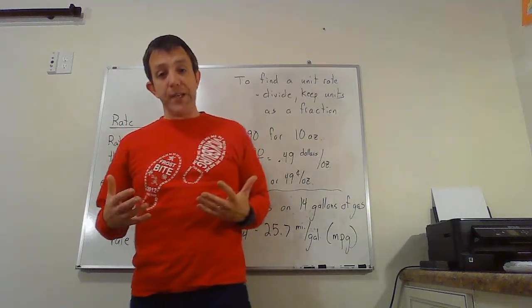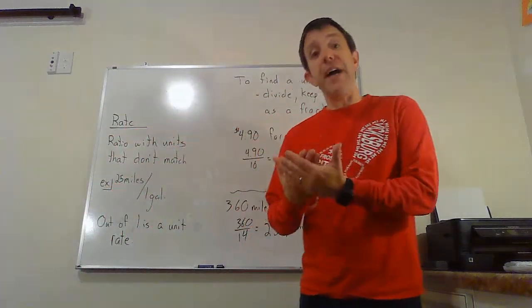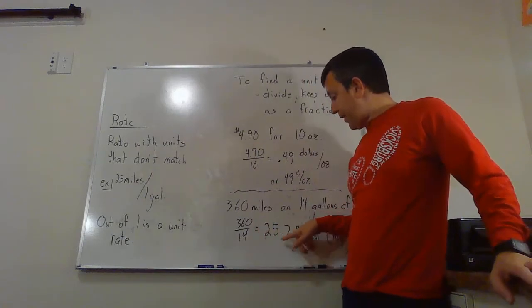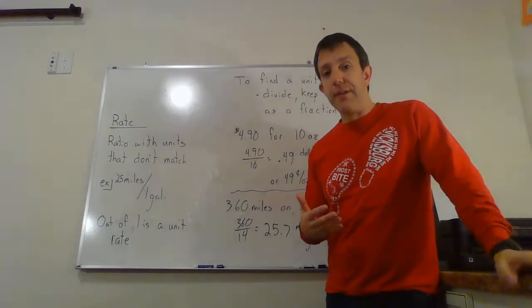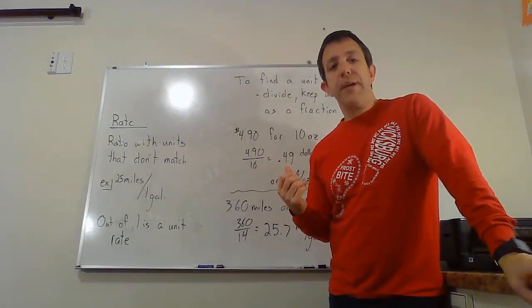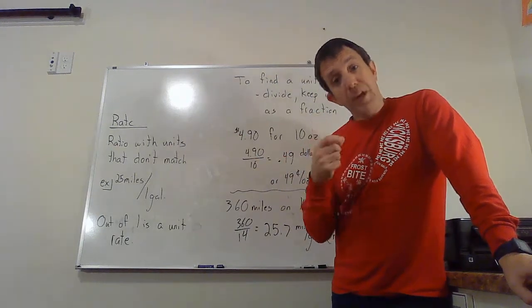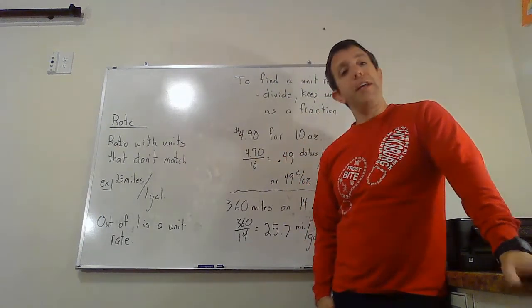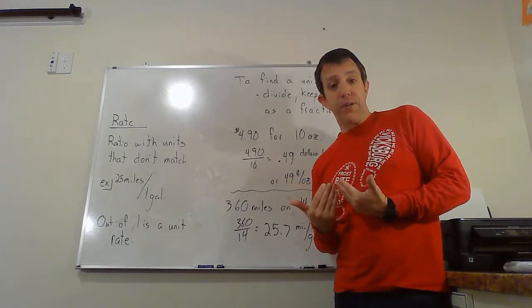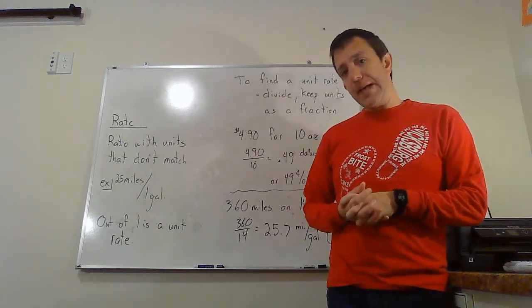So that's all a unit rate is. It's just a rate where we've taken the fraction and we've actually done the division, even if it comes out kind of ugly like this 25.7, which had a lot more decimal places. And so we've expressed it in terms of how far you can go on that 1 gallon of gas. And again, that's a way to compare cars, right? Because cars have different size gas tanks.